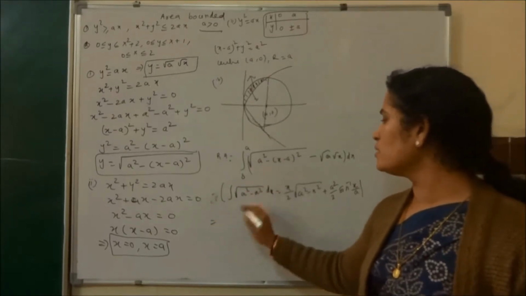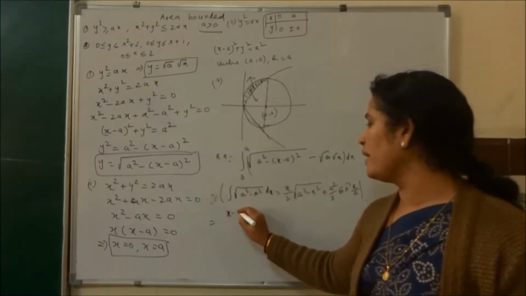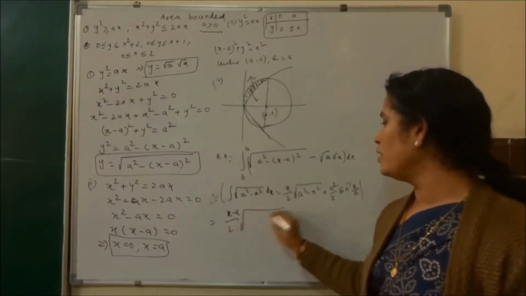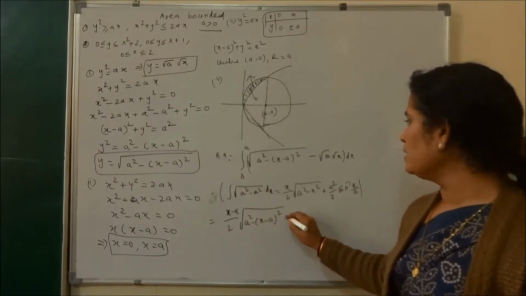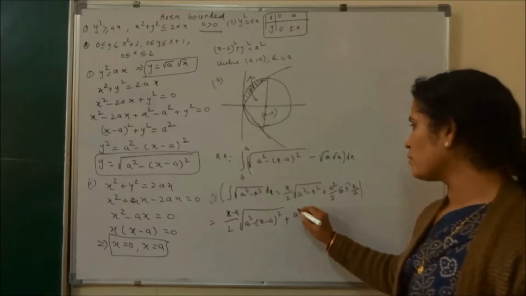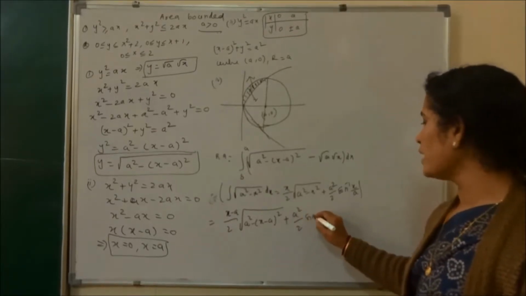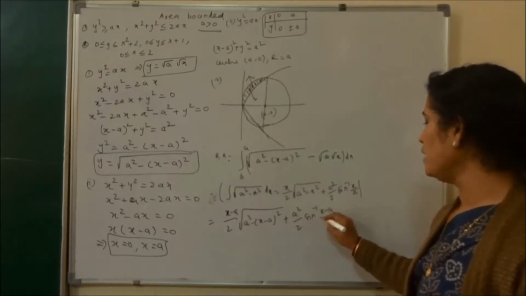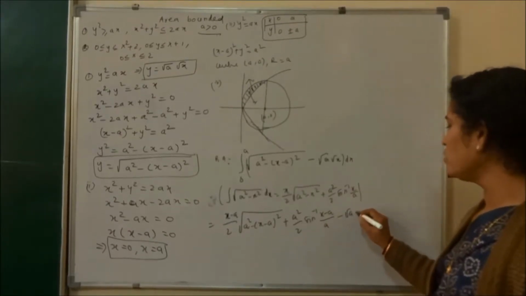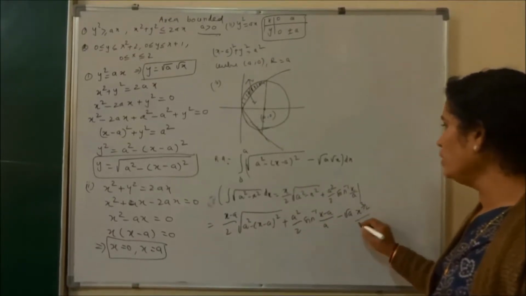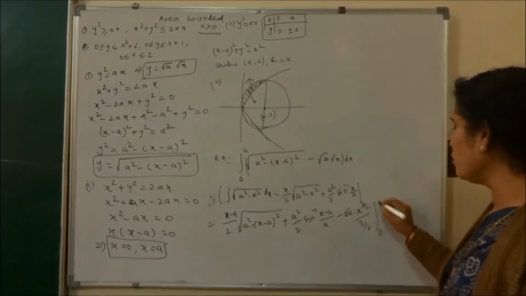Now, I am using this formula, that is (x minus a) by 2 into under root of a square minus (x minus a) whole square, plus a square by 2 sin inverse of (x minus a) by a. Okay, fine. Now, minus root a into x power 3 by 2 upon 3 by 2. The limit is 0 to a.